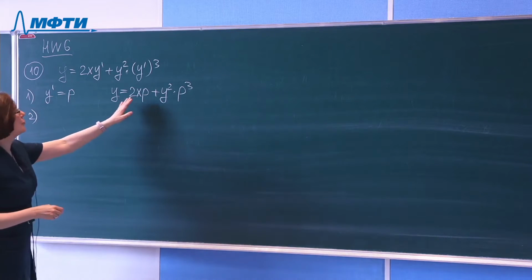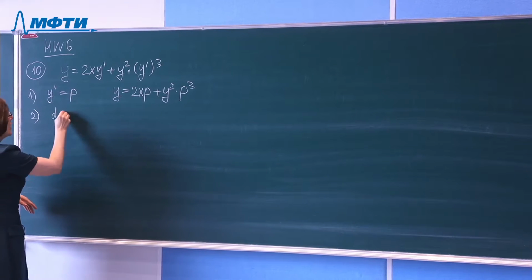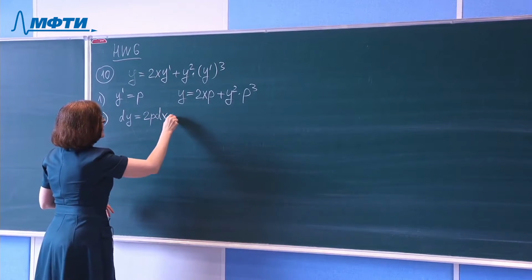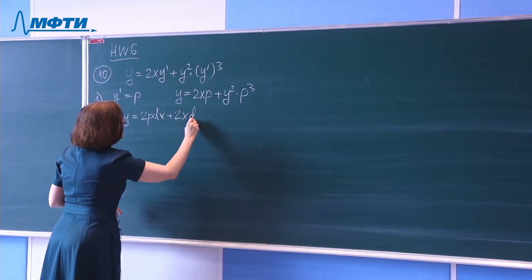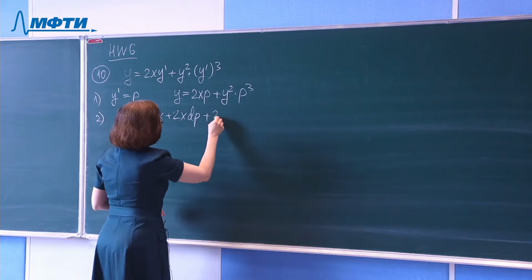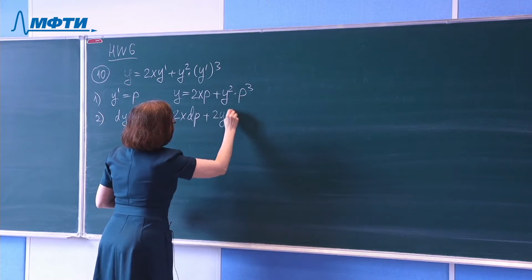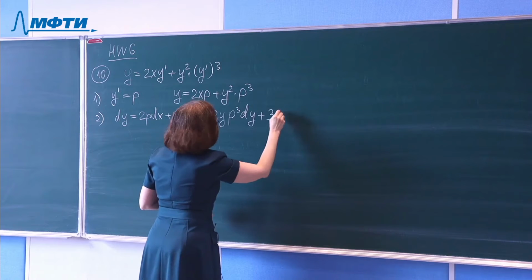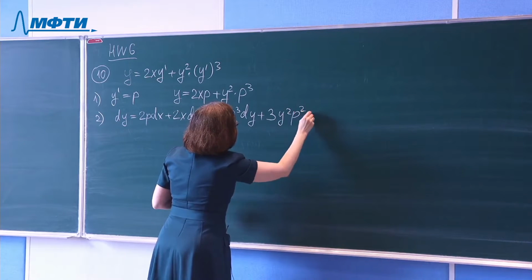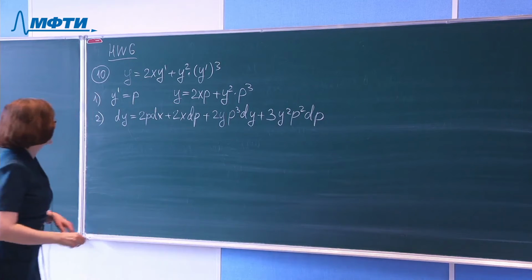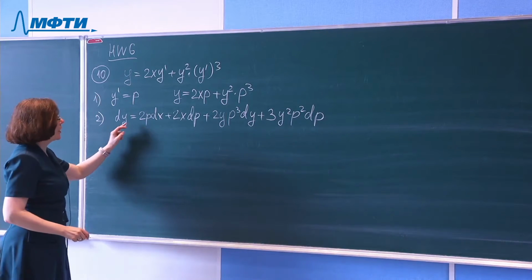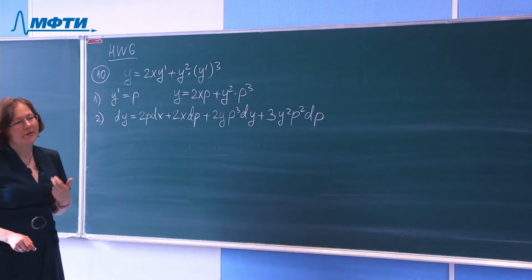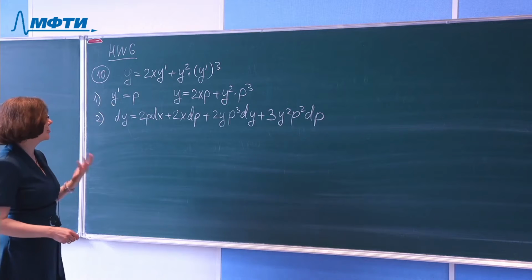The differential of both parts will be dy equals 2p dx plus 2x dp plus 2y p cubed dy plus 3y squared p squared dp. But now we have dy, dx, and dp. But we need 2 variables, not 3 variables. What shall we do next?